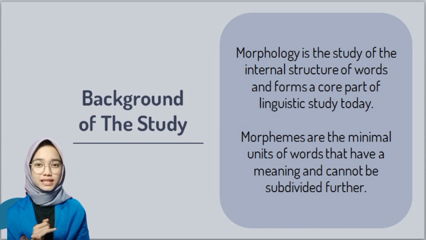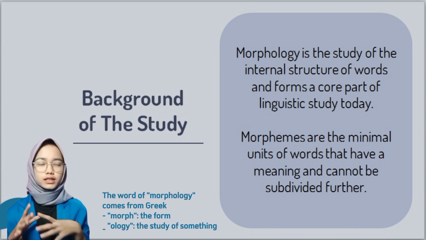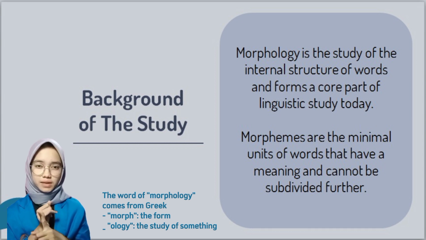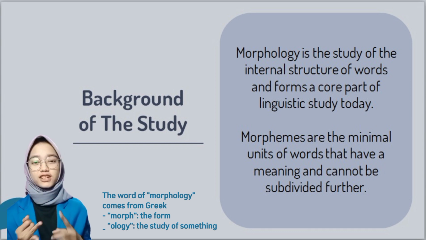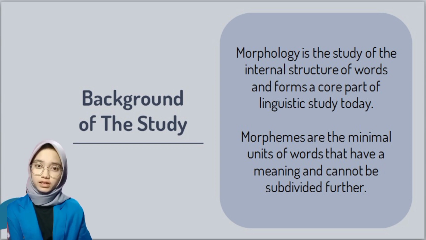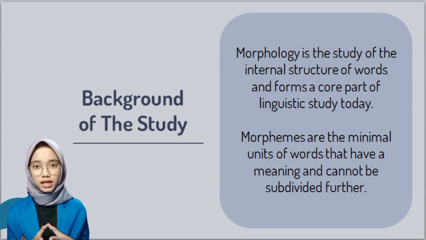The first point is the background of the study. The word morphology comes from Greek. Morph means the form, and ology means the study of something. So morphology, as a sub-descriptive line of linguistics, was named for the first time in 1859 by the German linguist Carl Ziegler, who used the term for the study of the form of words.